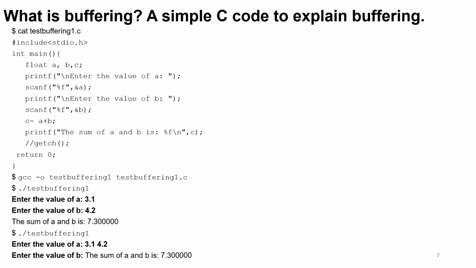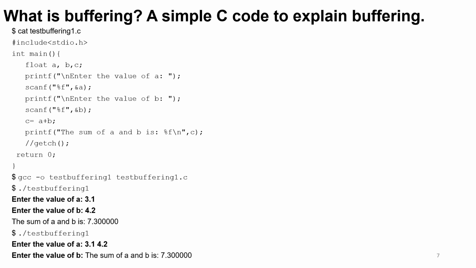So this program prompts the user for entering two values, and then it calculates the sum of those two values and prints that sum to the screen. That's all this program does. In the first attempt of running this code, if you notice on the slide, I entered the two values 3.1 and 4.2 for A and B when I'm prompted for those. And then I see the value of sum printed as 7.3 on the screen.